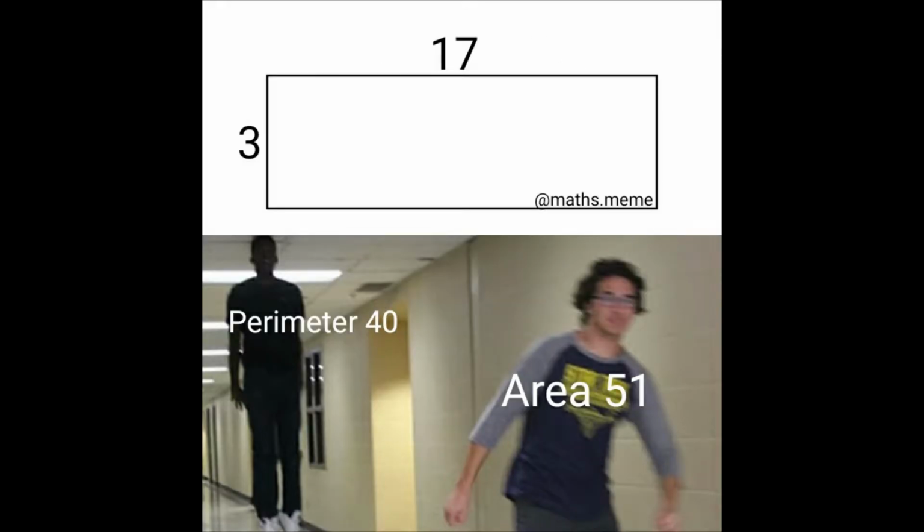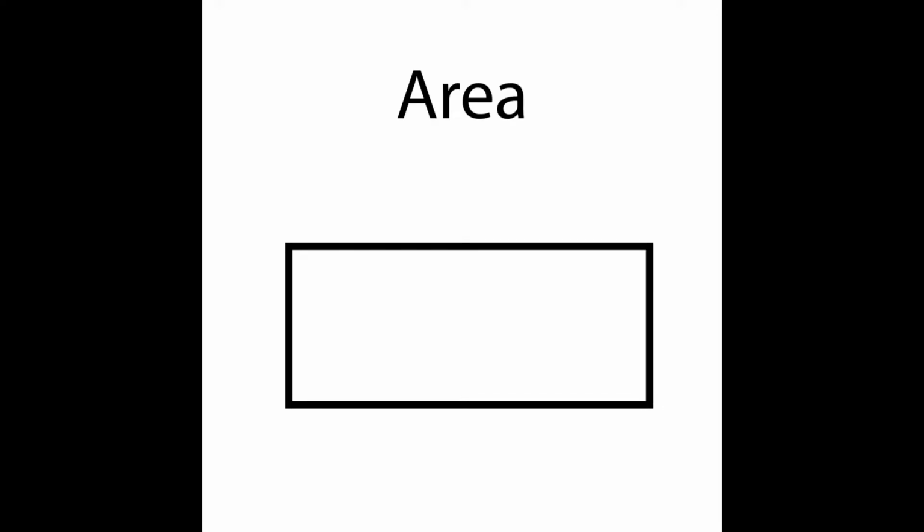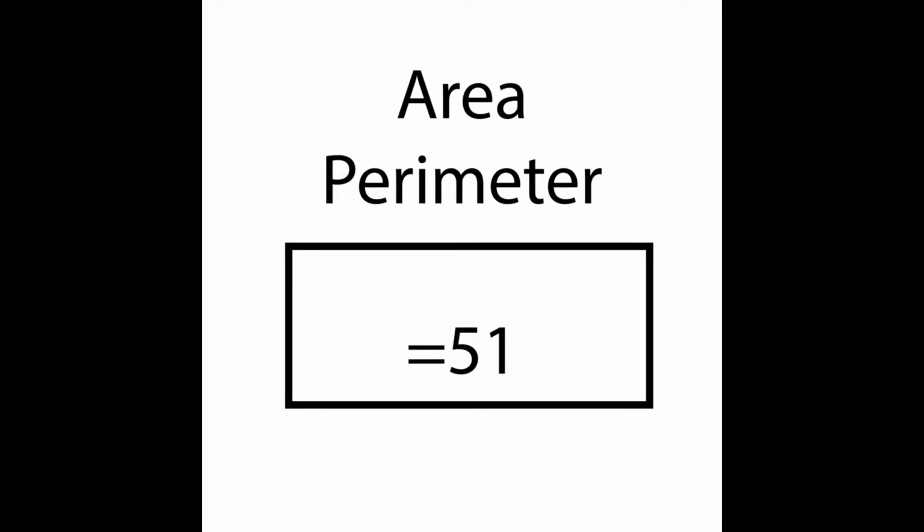On the 20th of September, I made this meme. It's a rectangle with an area 51, but also a perimeter 40. I made it for the raid. And it got me wondering if I could make a rectangle with an area and a perimeter of 51. Before we go any further, every length is measured in units and every area is measured in units squared.